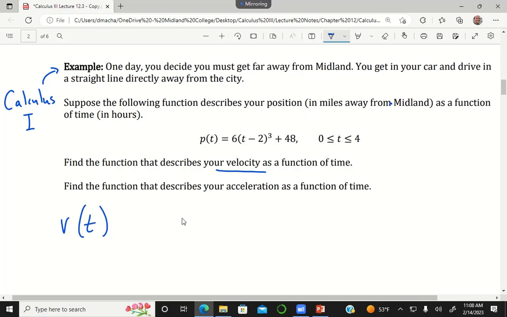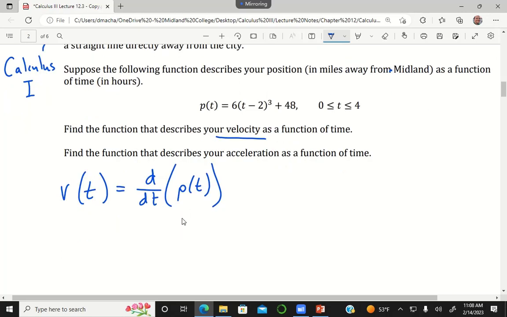Velocity as a function of time is just going to be the derivative with respect to time of the position function, like this. So the derivative of this position function is going to be 18 times (t minus 2) squared. Like that.